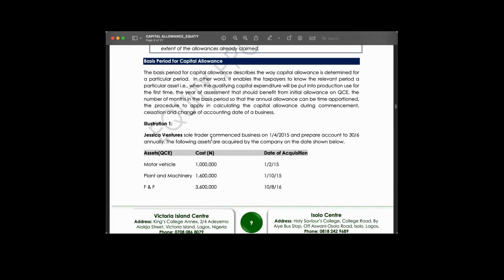But what is the purpose of basis period for capital allowance? The purpose of basis period for capital allowance is for us to be able to know the relevant year in which we are going to allocate our assets for capital allowance purposes. Let me say it again. The reason for basis period for capital allowance is for us to be able to identify the relevant tax year in which our assets will be introduced for the purpose of capital allowance computation. So if that is the case, we can move on.